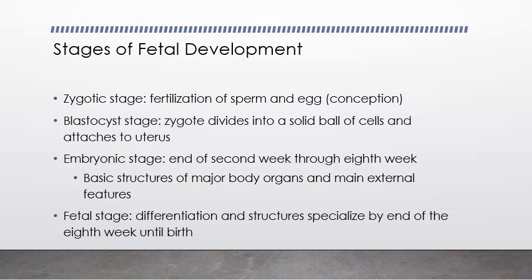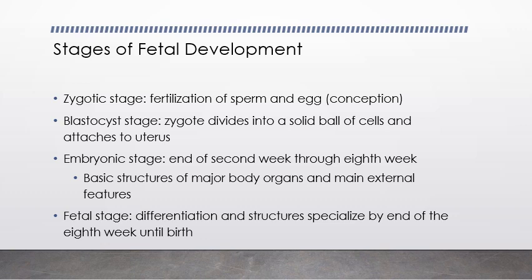These are the stages of fetal development. So that fertilized ovum is called the zygotic stage, and it's from conception until the zygote divides into a solid ball of cells, and that's called the blastocyst, and that's what attaches to the uterus.